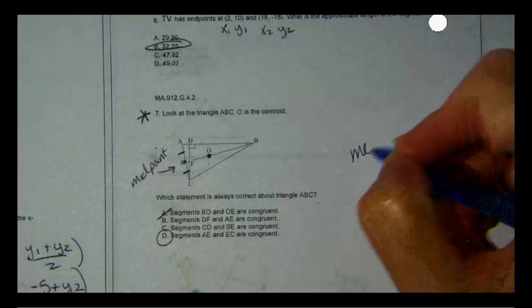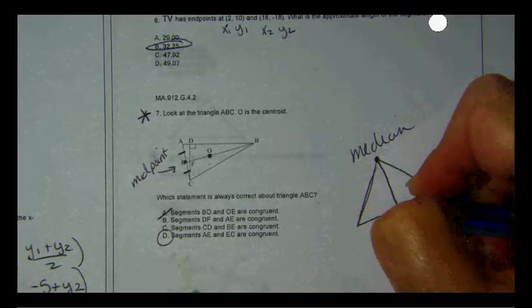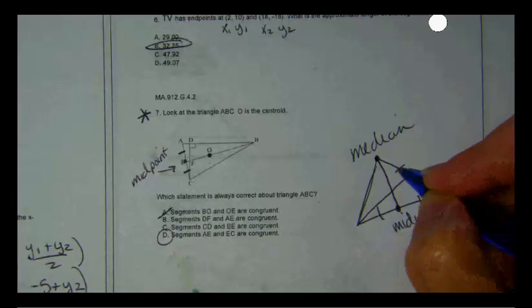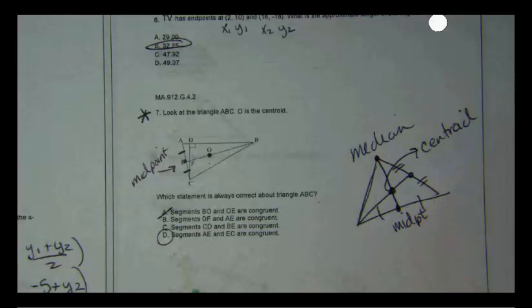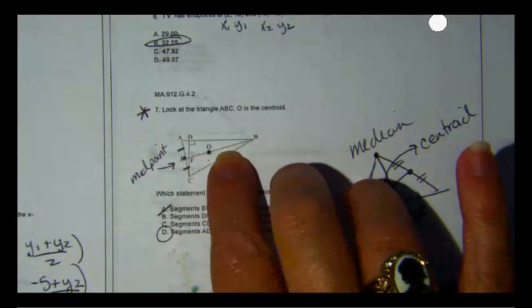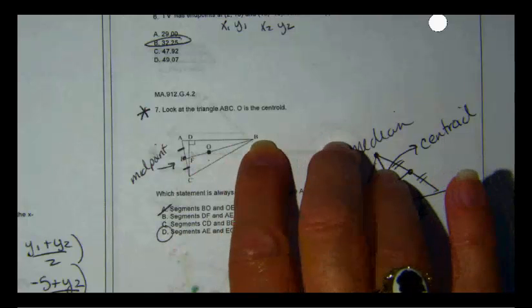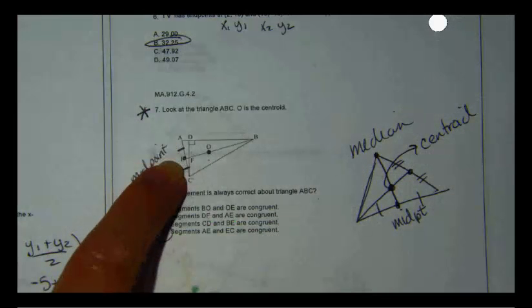So remember that a median on a triangle goes from the vertex to the midpoint, which tells me that these two are the same length, and that medians intersect at the centroid. The only thing we know, if it's a centroid, is that the length between the centroid and the side is half the length between the centroid and the vertex. And I know that these two lengths will be the same because it hits a midpoint.